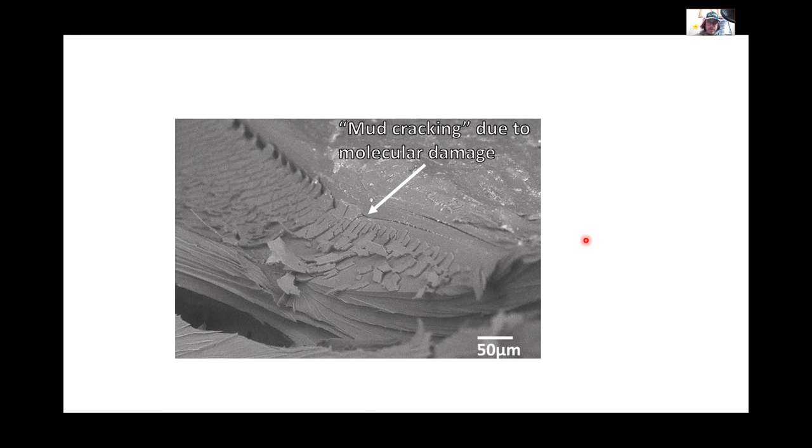I have a bigger image of the same feature, and you kind of see it just flaking off. You can really appreciate the damage that was done to the material by exposing it to the liquid media it was exposed to, in this case, apple cider vinegar.